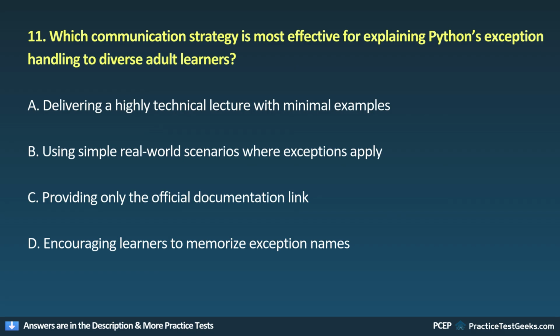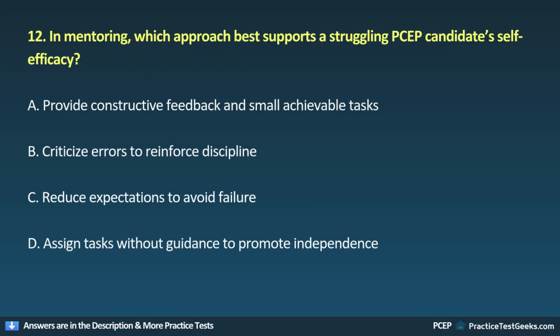11. Which communication strategy is most effective for explaining Python's exception handling to diverse adult learners? A. Delivering a highly technical lecture with minimal examples. B. Using simple real-world scenarios where exceptions apply. C. Providing only the official documentation link. D. Encouraging learners to memorize exception names.